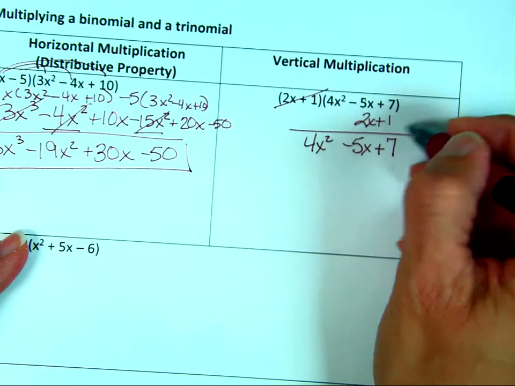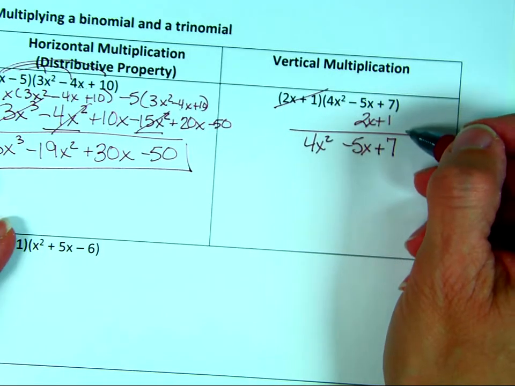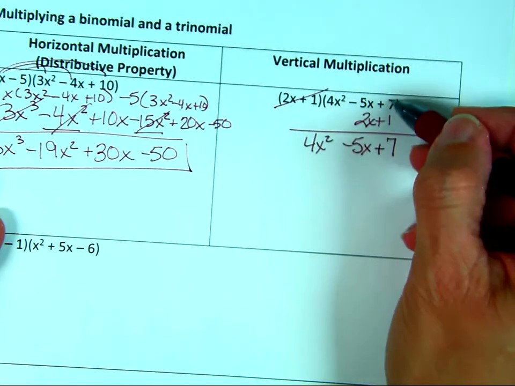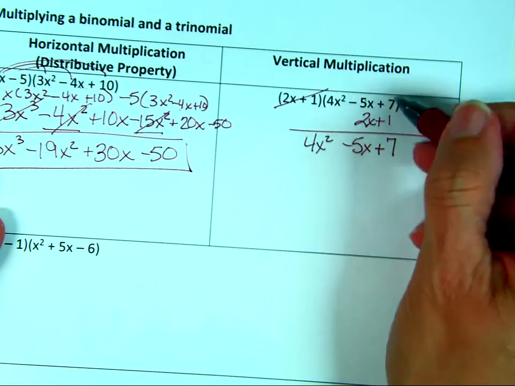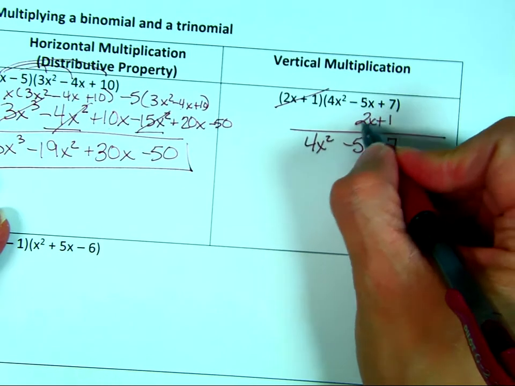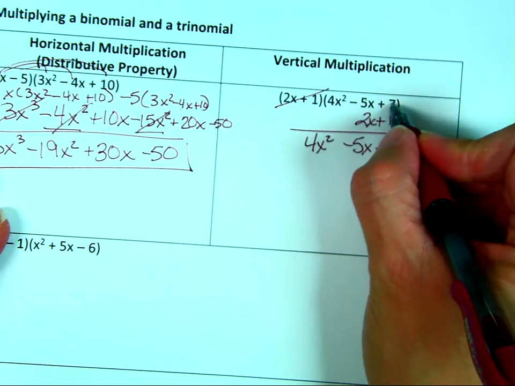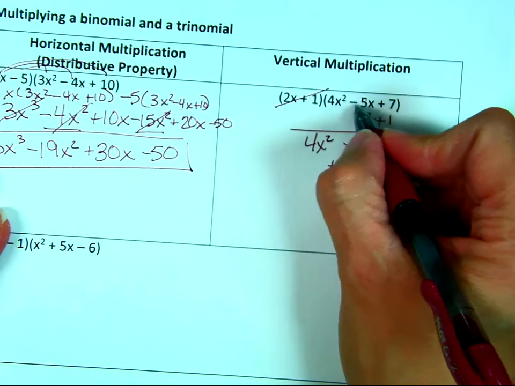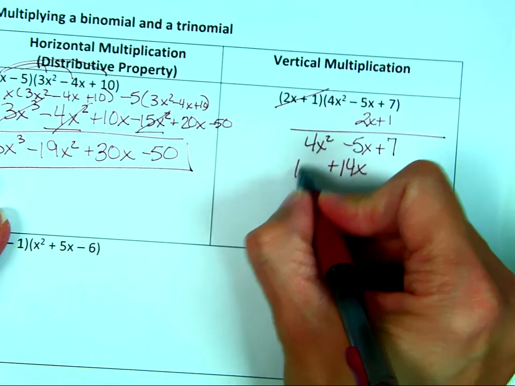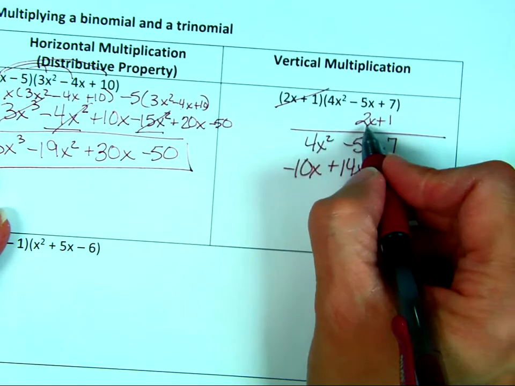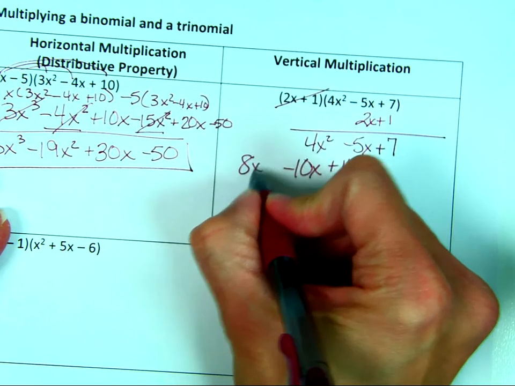Now, when you multiply by 1, stop and think, because sometimes you make mistakes. 1 shouldn't change anything. Do you see how I still have the 4x squared, the negative 5x, and the 7? Because if you multiply by 1, nothing should change. Now I'm going to multiply everything up there by the 2x. So 7 times 2x is 14x. That's what goes under the x column. And negative 5x times 2x is negative 10x squared. And then 4x squared times 2x is 8x cubed.